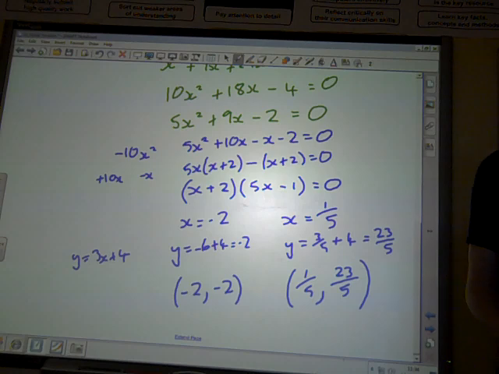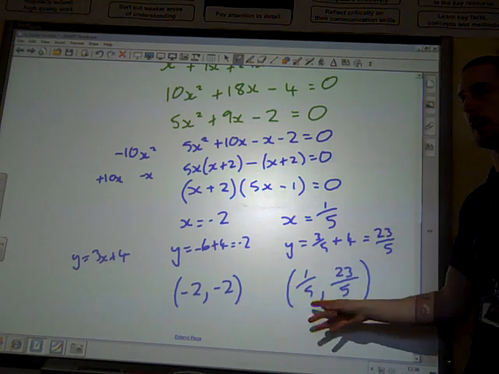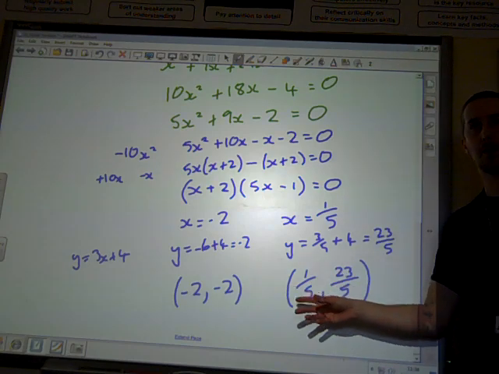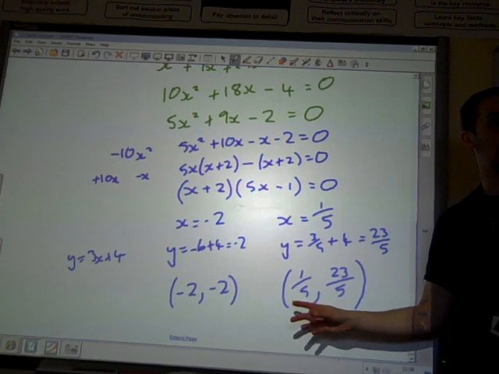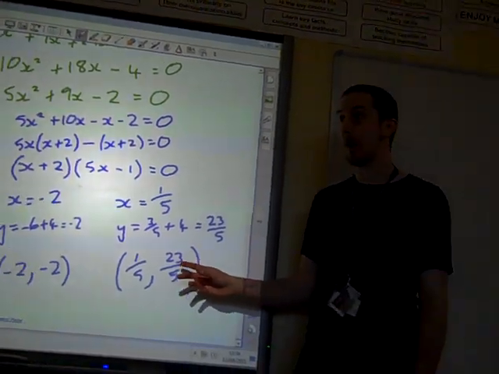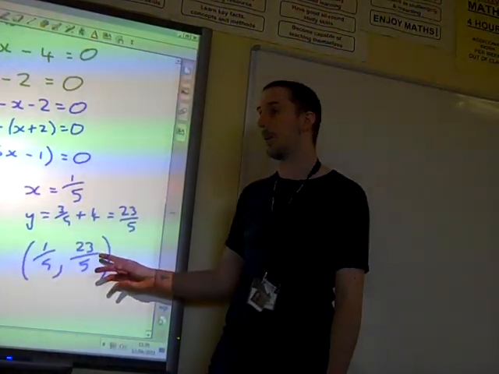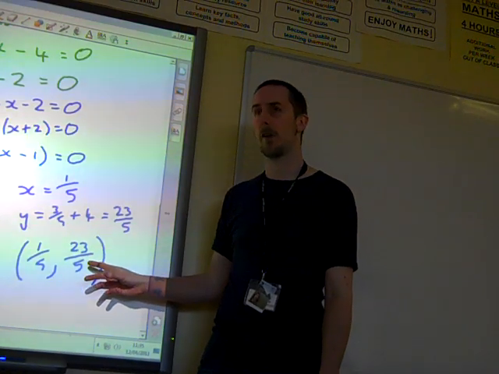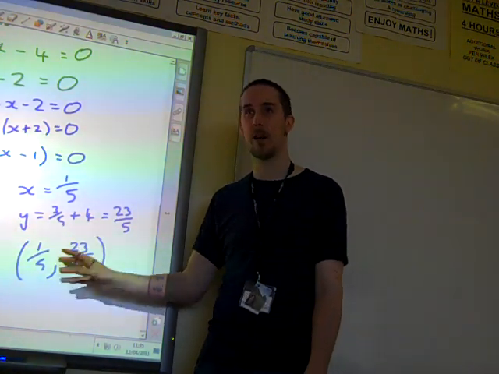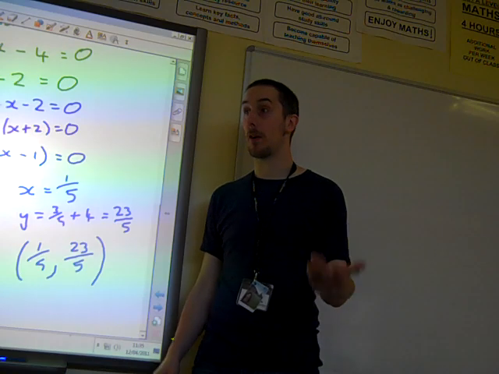Incidentally, it doesn't matter whether you write your answer as 1/5 or as 0.2, or whether you write this one as 4.6 or 4 3/5 or 23 over 5. But that's probably the nicest way. But remember, you've got no calculator.